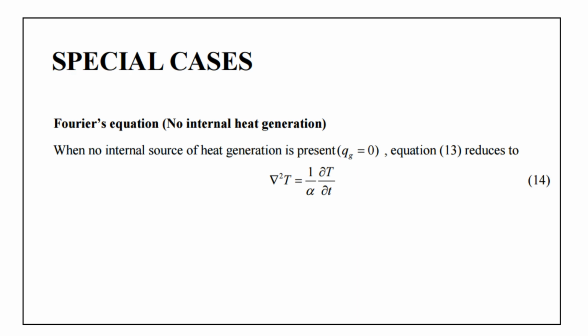Special case, Fourier's equation. When no internal source of heat generation is present, that is Q dot equals 0, the equation becomes ∂T/∂t equals alpha times del squared T.